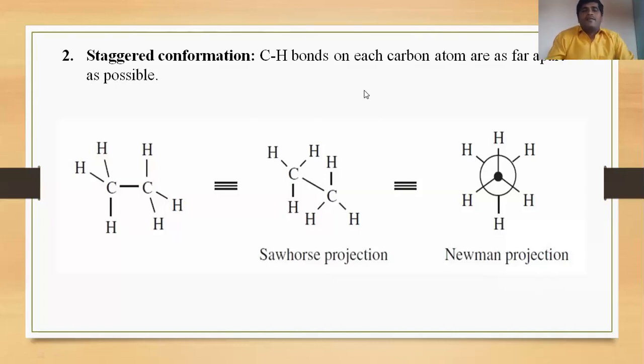Okay, the staggered conformation, it is there. So what is meant by staggered conformation? The hydrogen atoms from the frontward carbon atom and backward carbon atom are far away from each other. That will show the staggered conformation. Okay, so for example, the ethane structure is here. Ethane, hydrogen, hydrogen, hydrogen, hydrogen, hydrogen, and we will show the Sawhorse projection.